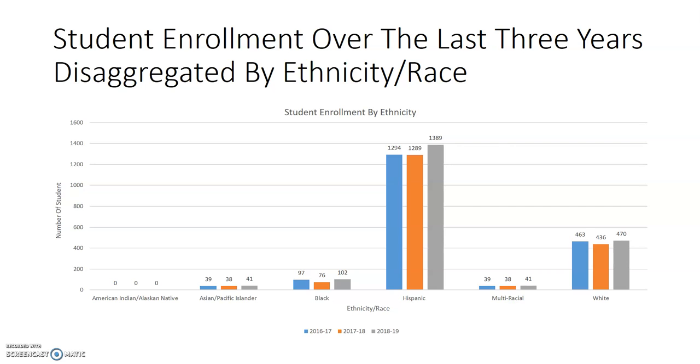And looking at ethnicity and race with student enrollment. At Dalton High School, we know that we are a majority Hispanic population school, and that is consistent over the 3 years. Our next subgroup is Caucasian or white, with the number of students being in the 400s, almost 500s, and then African American, and then multiracial and Asian Pacific Islander.